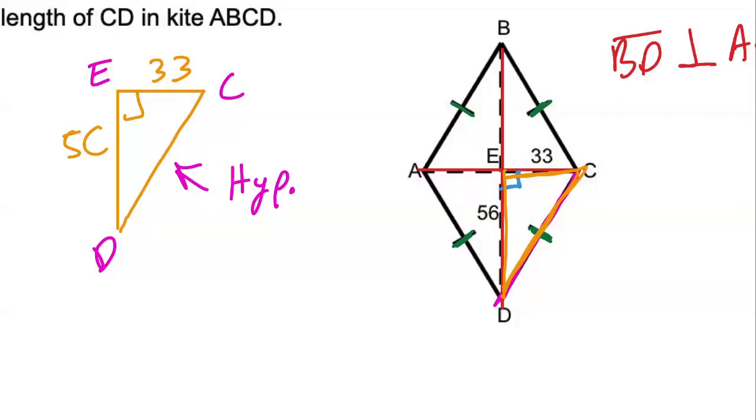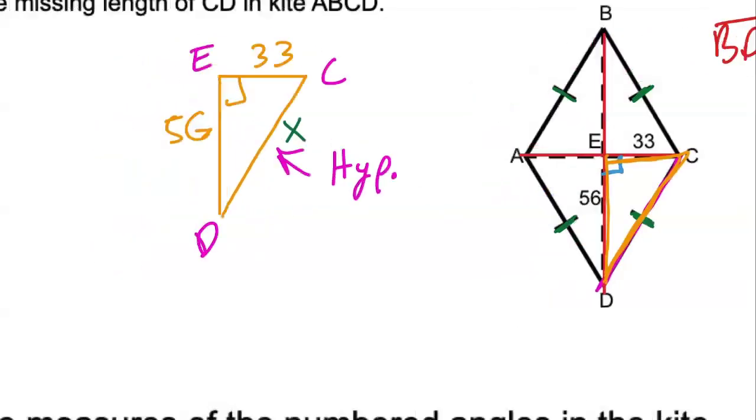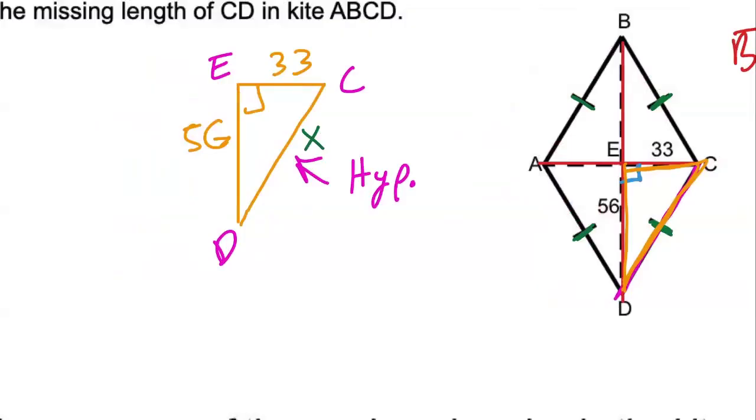So I'm going to put the variable x for DC. How would I set up my equation for the Pythagorean theorem? Suraj. Okay, good. So what happens? How would it look when I plug my stuff in?